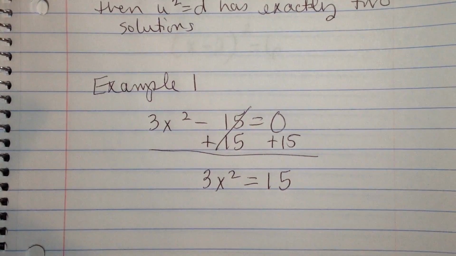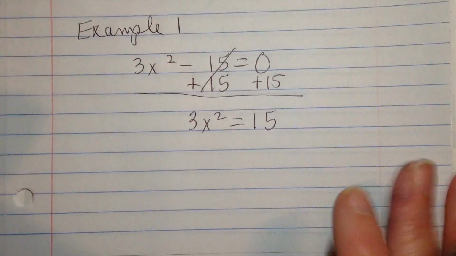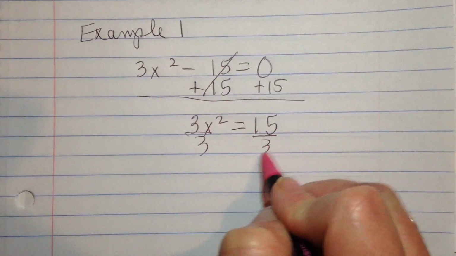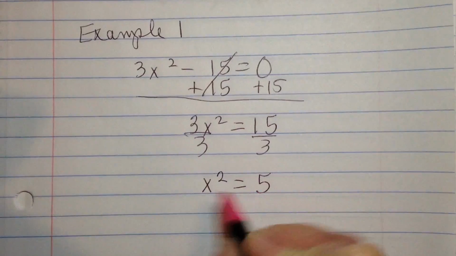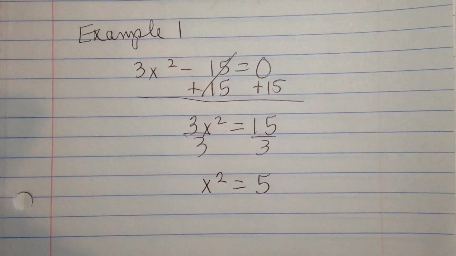So again, in using the square root property, get the squared term on one side by itself. The next step that I want to take is to divide both sides by 3. I want to have x squared have a coefficient of 1 in front of it. Now I have x squared equals 5.